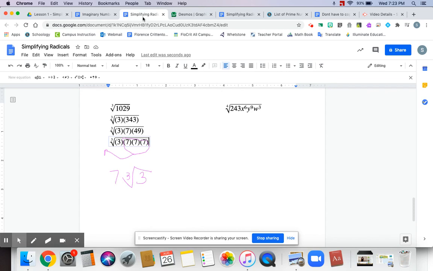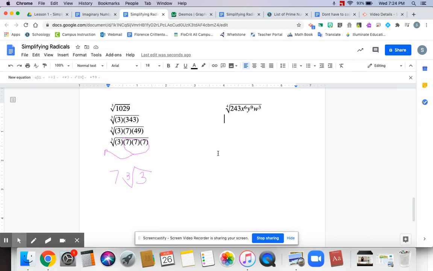All right, the next one's a 4th root, which means if it comes out under there 4 times, it gets to get taken out. And now we have letters. So the letters work in the exact same way. If there are 4 of them, they get to come out as 1. So let's start with breaking apart 243 as far as you can.